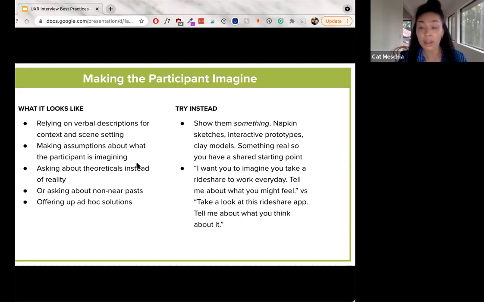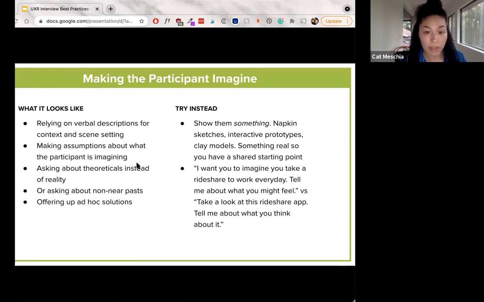And two, that solution, more likely than not, the participant's going to be like, yeah, I love it. Why would they not love it? You're offering them something, but they didn't have to spend time imagining what the problem was and creating a solution. That doesn't have any real indicators of whether they would use it in their real lives.